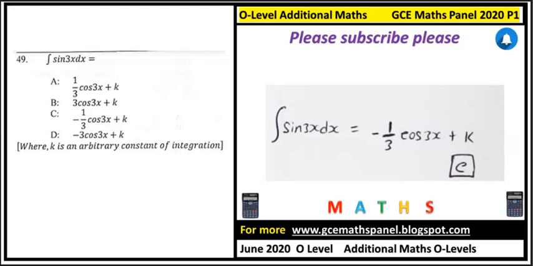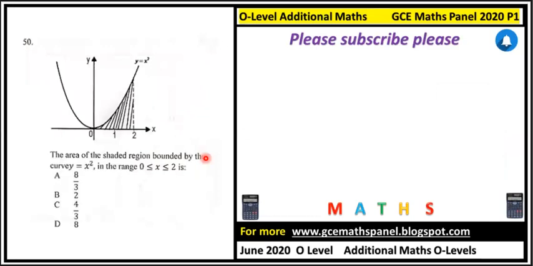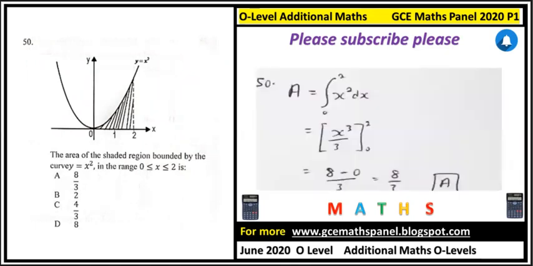So question 15, we have the area of the shaded region bounded by the curve y equals x squared in the range given. So area is given by, you integrate first, right? The integral of this function from 0 to 2 of x squared dx, and that gives us x to the power 3 on 3. And when you apply these limits, you have 2 to the power 3, which is 8 on 3, minus 0 to the power 3 on 3. That gives us 8 on 3, and the key here is A.